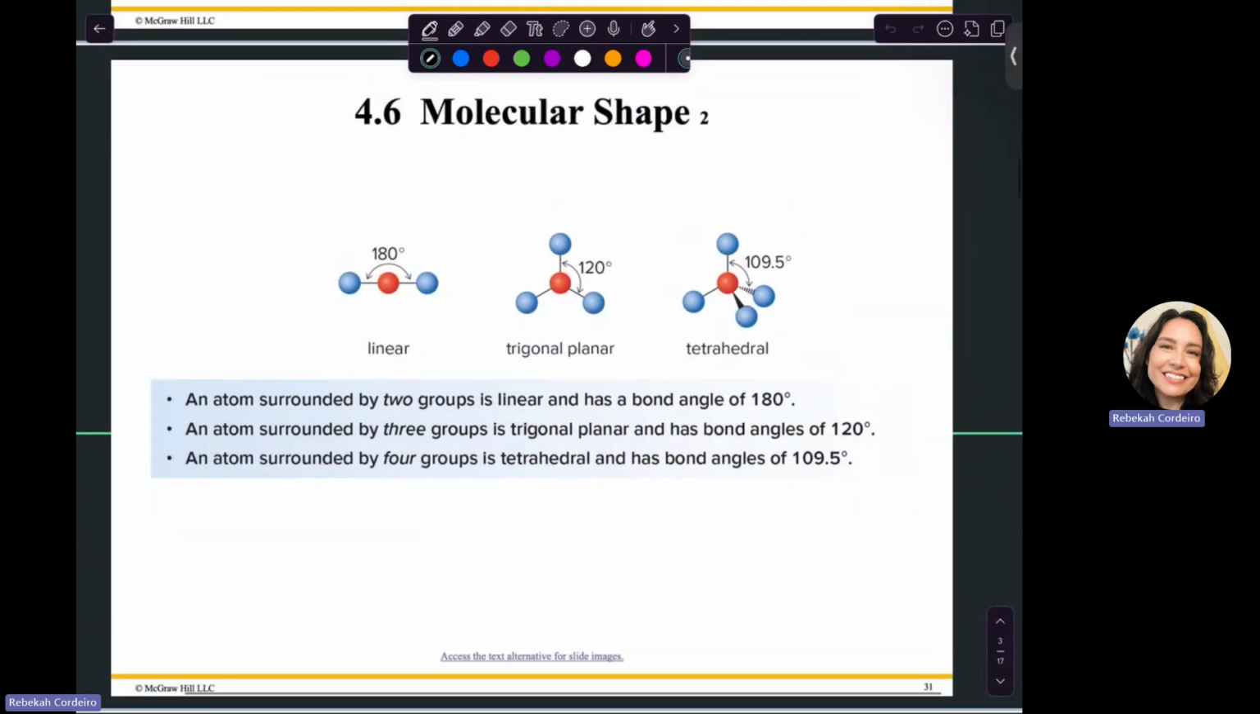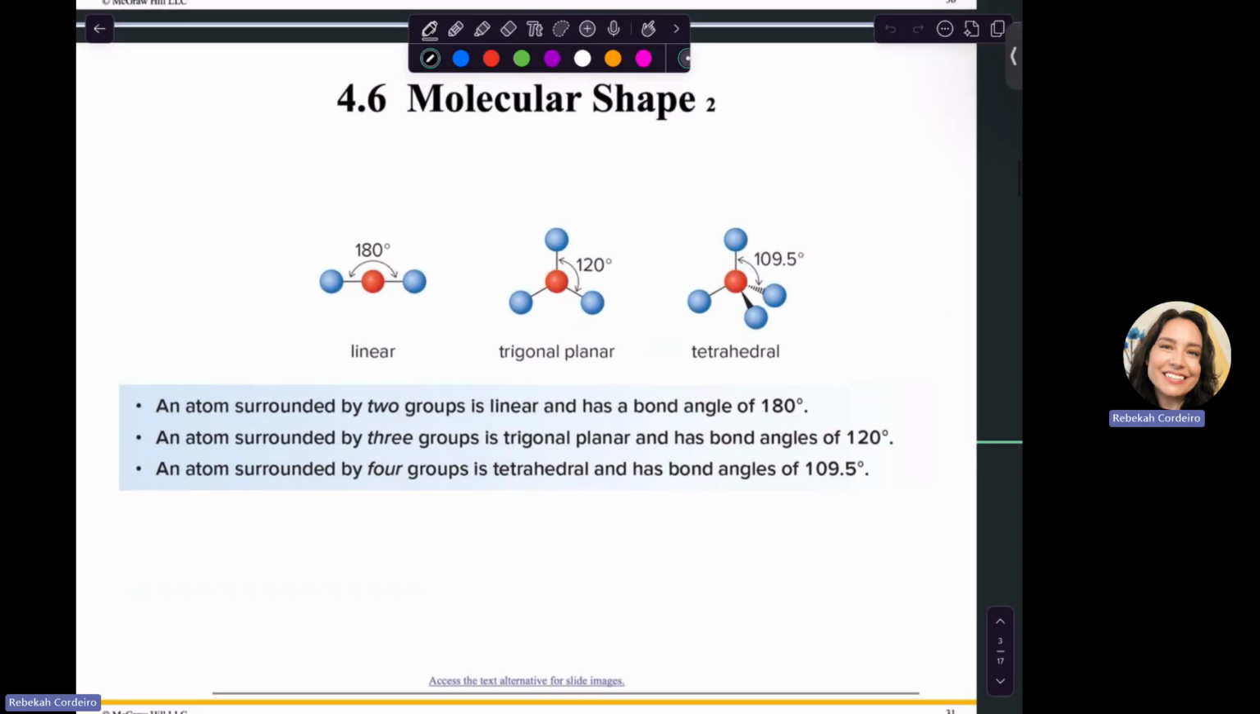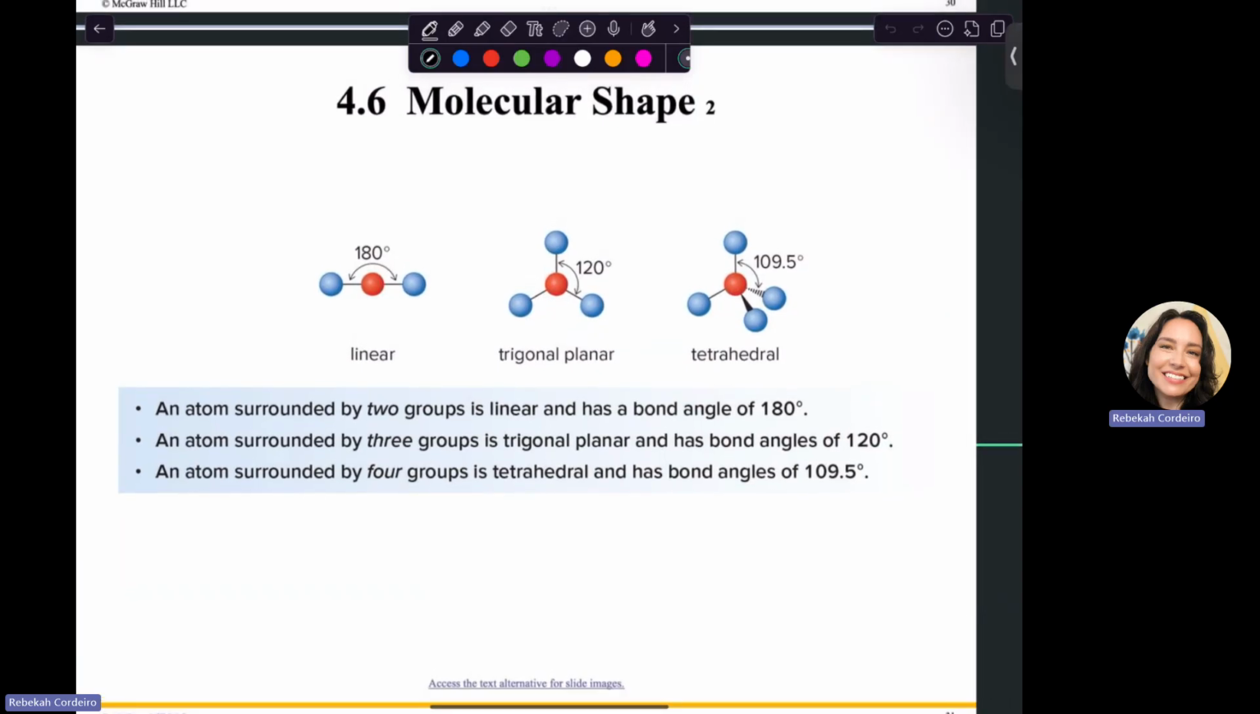So there are three main shapes that we're going to talk about: linear, trigonal planar, and tetrahedral. There are other shapes under the trigonal planar umbrella and other shapes under the tetrahedral umbrella that we're going to talk about, but there are three main bond angles that we'll discuss. The linear shape is designated by a 180 bond angle. If you have two electron groups around the center atom, then the farthest apart they can get from each other is 180. And that's going to make a linear shape.